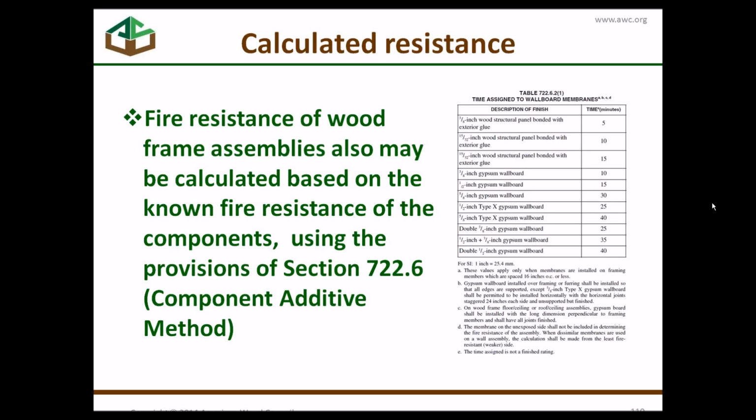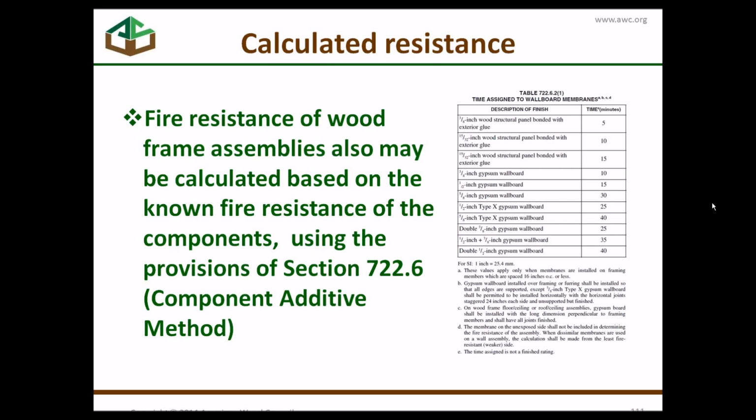Now, I mentioned that there are two topics related to calculated fire resistance. The other is calculating the fire resistance of wood frame assemblies, not individual timber members. This is referred to as the component additive method. This method first came about when the Fire Test Board of the National Research Council of Canada in the 1960s compared hundreds of tested assemblies, walls and horizontal assemblies, and drew conclusions about them.